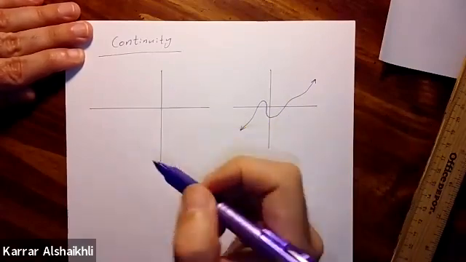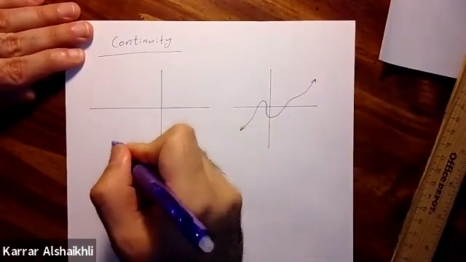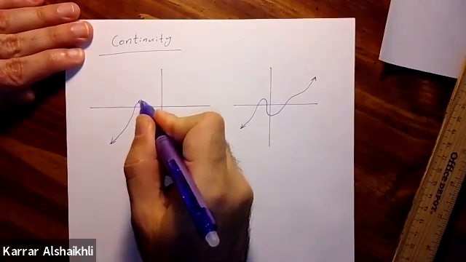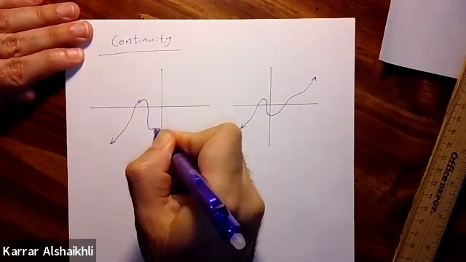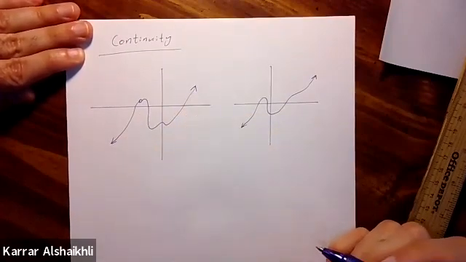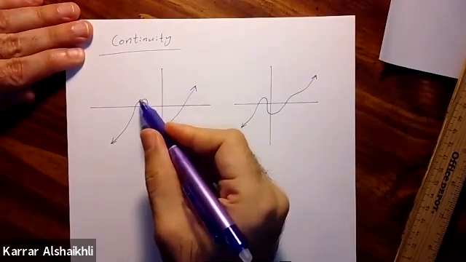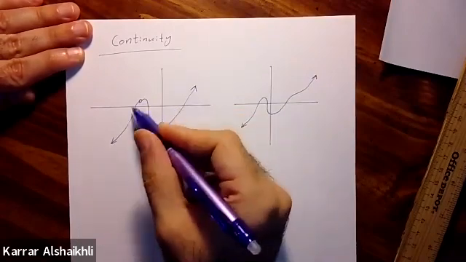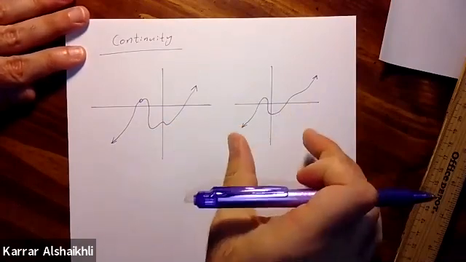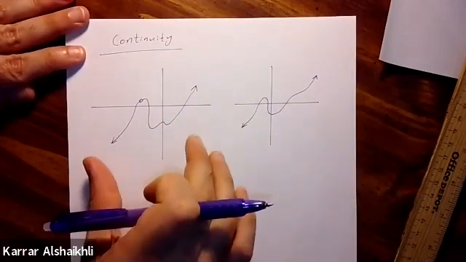Here the function is not continuous. It's the same thing, but there is a hole here. So there's a space here. That's why we're going to call this function not continuous. That's the only thing I need you to know about continuous and not continuous functions.